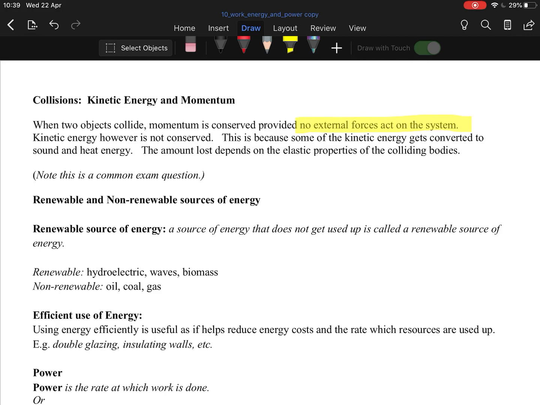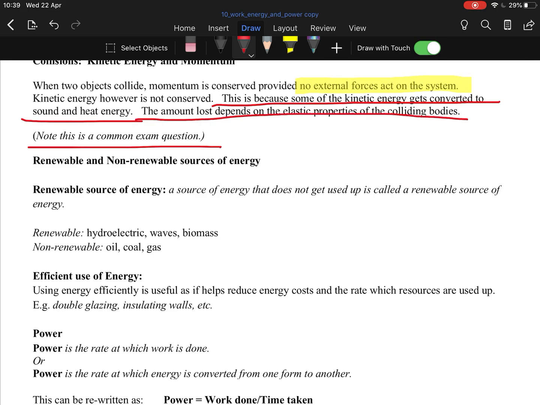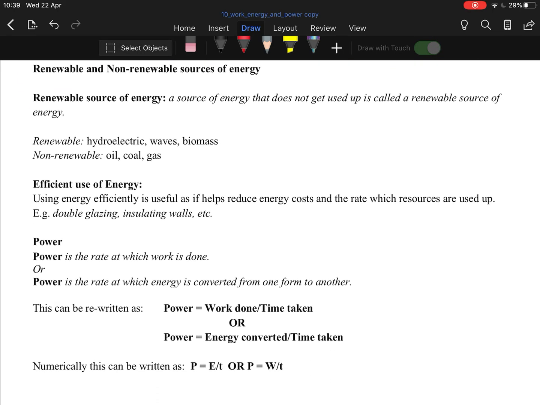So if you are asked to give that definition, do not forget that. They will knock 3 marks off if you forget it. Kinetic energy, as I said, is not conserved. Why isn't the energy conserved? It was an exam question. This is because kinetic energy gets converted to sound and heat, and the amount depends on the elastic properties. In other words, cars are not very elastic, so when they hit each other, there's going to be a lot of sound and heat given out when they crash.